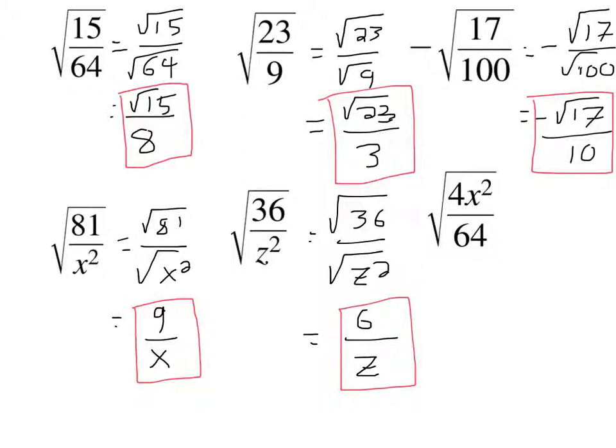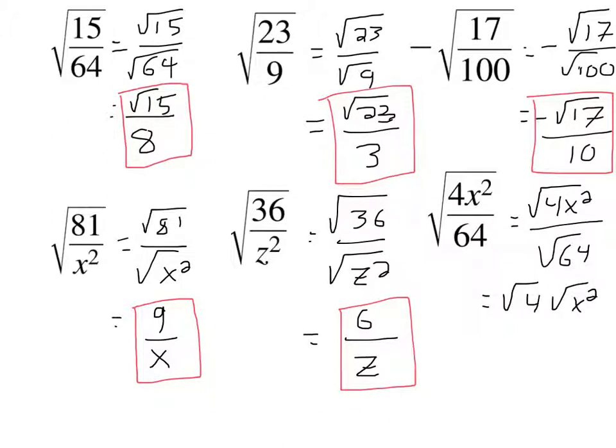And final example, it's just a little bit more complicated. When I split it up, I get 4x squared. The square root of that is my numerator, and the square root of 64 in my denominator. Now, my numerator actually looks like one of the old problems with multiplication. So I might want to split that up and make that the square root of 4 times the square root of x squared all over the square root of 64.